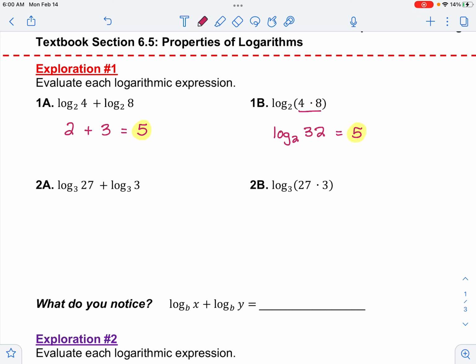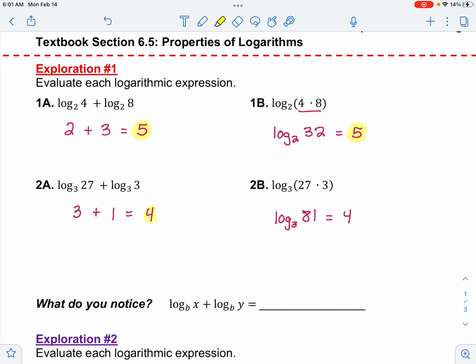Then we're going to do the same thing for the second one. 3 to what power is 27? This is 3. 3 to what power is 3? This is 1. So this expression equals 4. And over here, we get log base 3 of 27 times 3, which is 81. 3 to what power is 81? That's also going to equal 4.